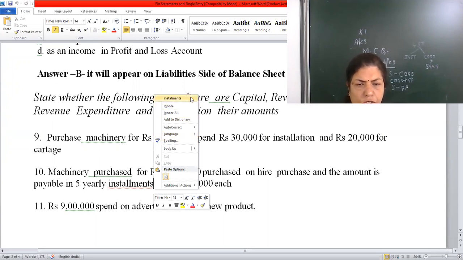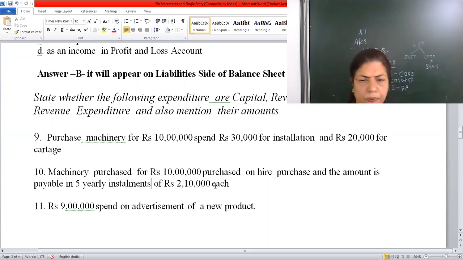5 years installments of rupees 2,10,000 each. Here the machinery's value is 10 lakh rupees, but the amount is payable in 5 years installment of 2,10,000. But the machinery is an asset, non-recurring, non-repeating, that's why it is capital expenses.